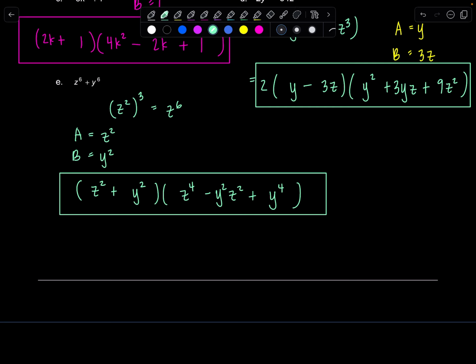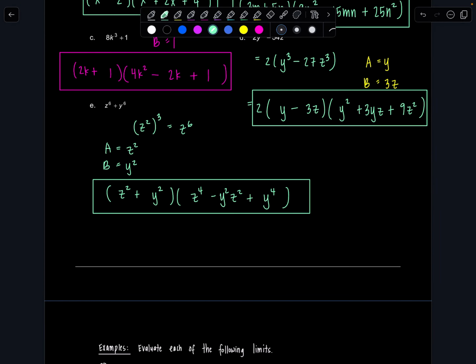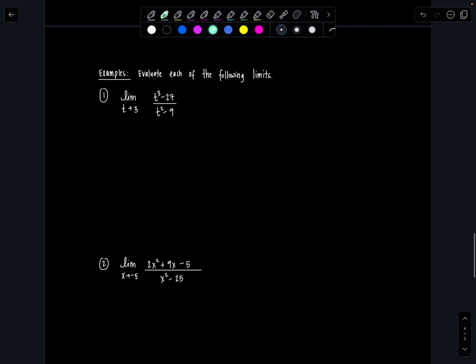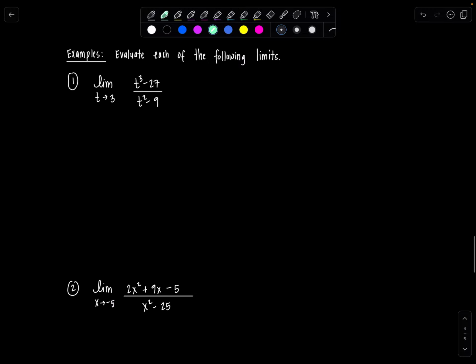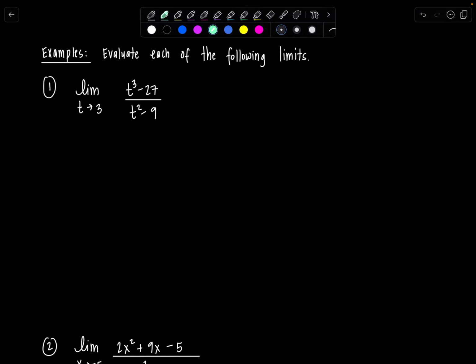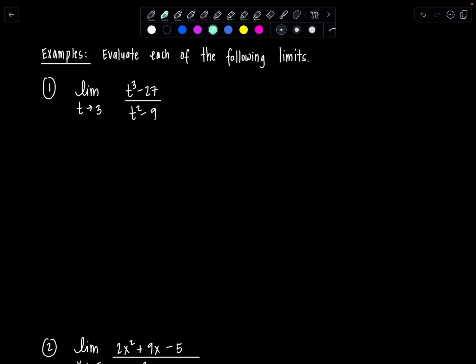Okay, so now let's put it all together. We've pretty much gone over every factoring scenario possible. So let's find some limits that you're going to see in your calculus classes where you need to factor using these patterns. Evaluate each of the following limits. First one we have is the limit as t approaches 3 of t cubed minus 27 over t squared minus 9. If you just try to substitute 3 for t right now, you get 0 over 0, which is an indeterminate form.